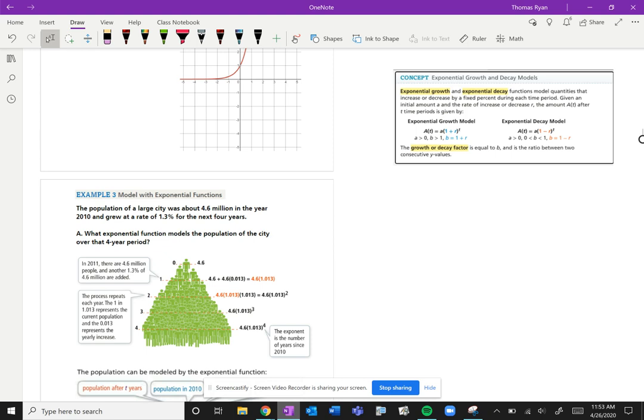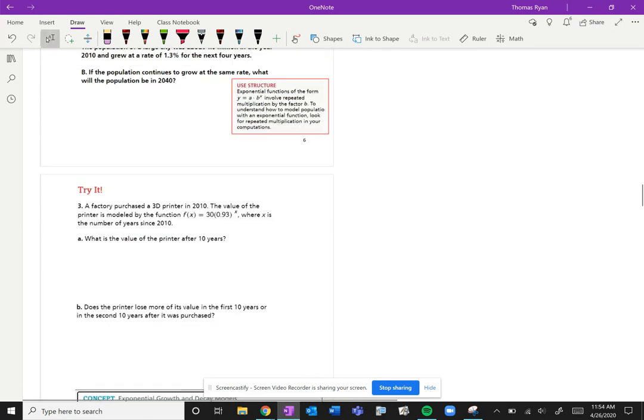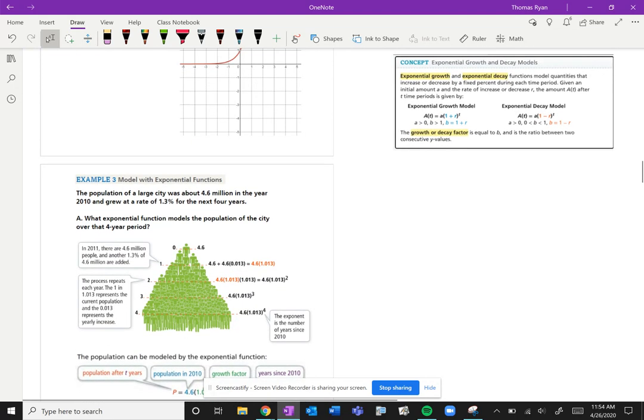Okay, so before we get into example 3, we need to talk about this very important concept. If you have your note packet, it's down at the bottom of page 7. I just moved it up to this area so we could all see it here. So there's this idea about exponential. We have two ways we look at things. Either we are growing or we are decaying. So we say exponential growth or decay.